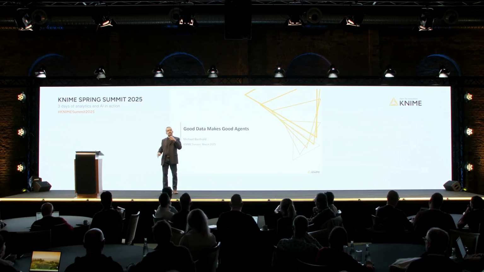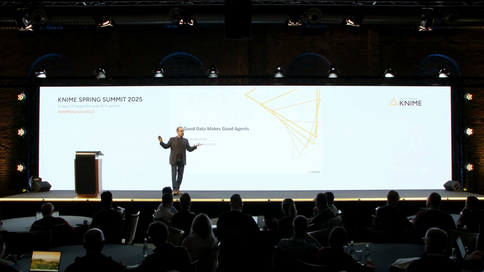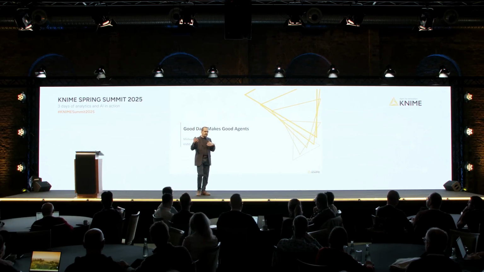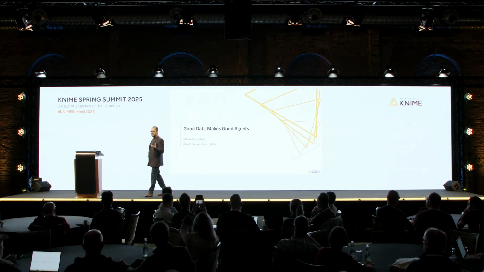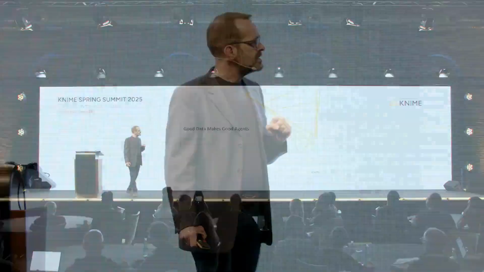A year ago, it was all about AI and Gen AI, and then agents and agentic AI and agentic systems started popping up. So what I'm trying to do in the next 30 minutes or so, I'll try to demystify a little bit what agents are, how we see agents at KNIME, and how you can use data. Of course, that's one of our strengths, to make even better, to make good agents.